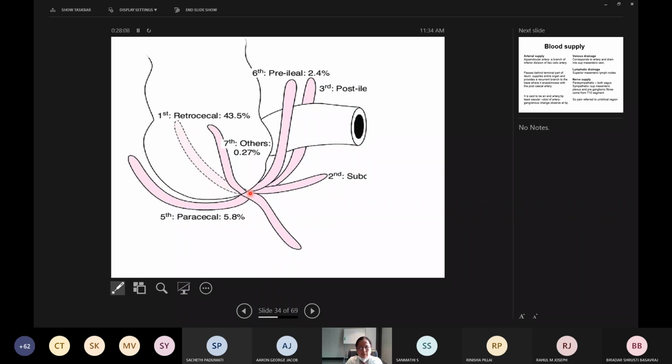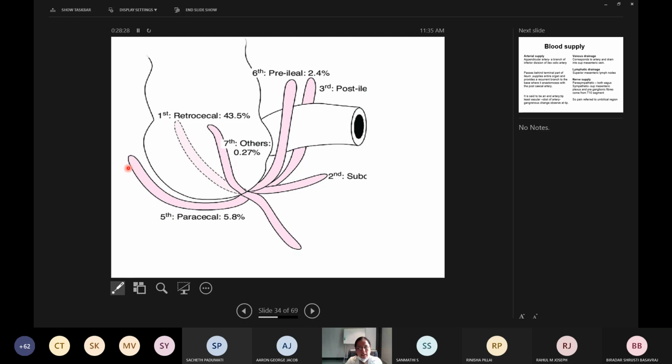Next you will have something called the pelvic, the most common type. This is the pelvic type, which is seen in 30% of individuals, where the tip is directed downwards and medially towards the right pelvic brim. This is the pelvic. This is the retrocolic and retrocecal. This is the pelvic. This is the splenic type with the two varieties.